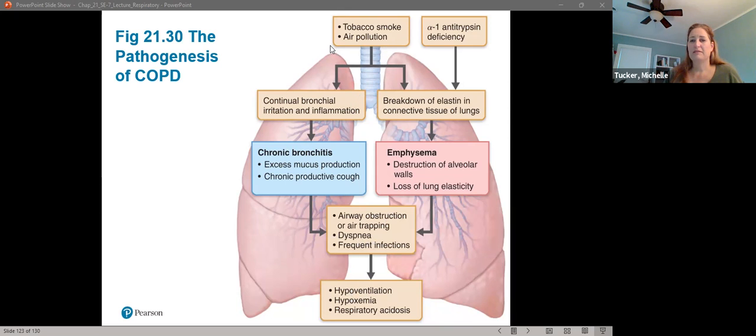Smoking contains a lot of irritants and pollutants and carcinogenics, which we'll get to when we get to lung cancer. This causes a breakdown of elastin and connective tissue.